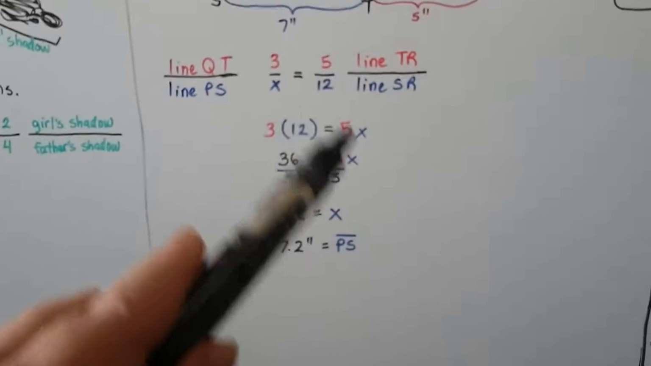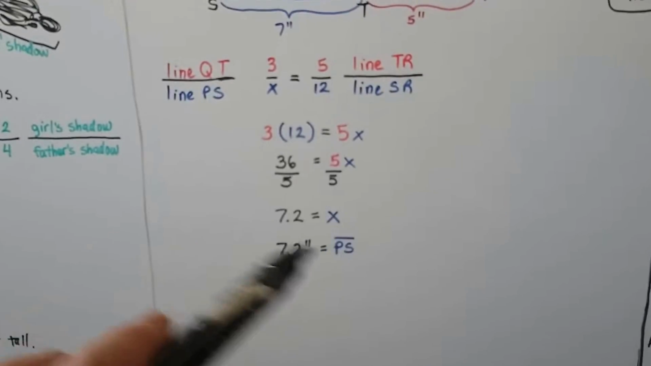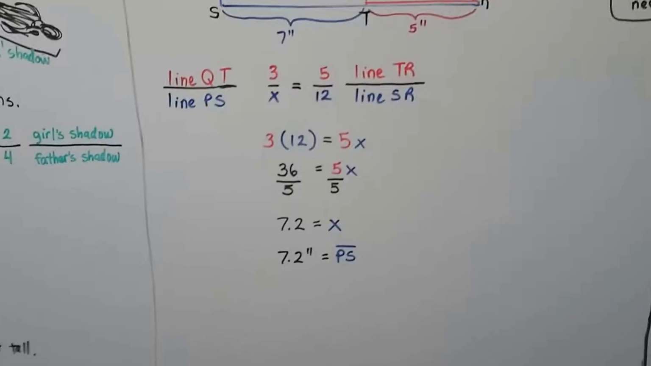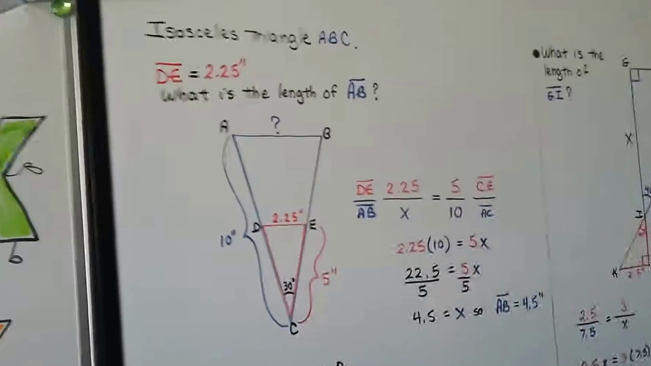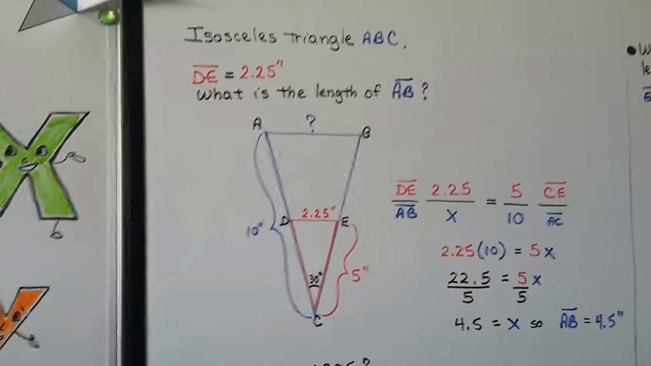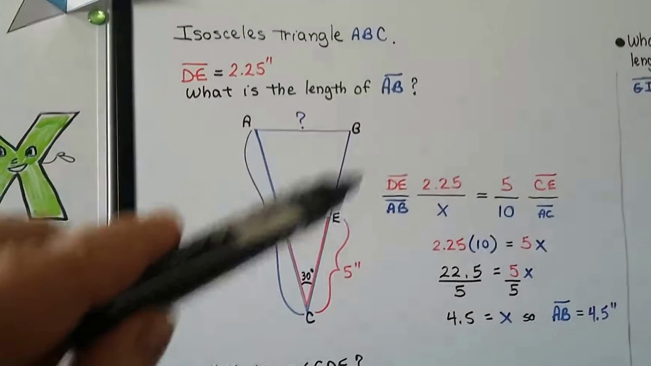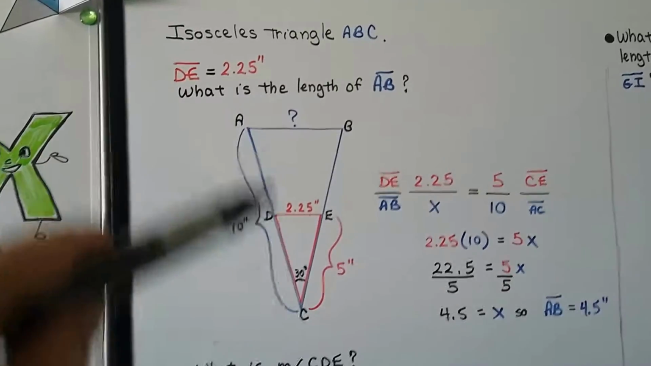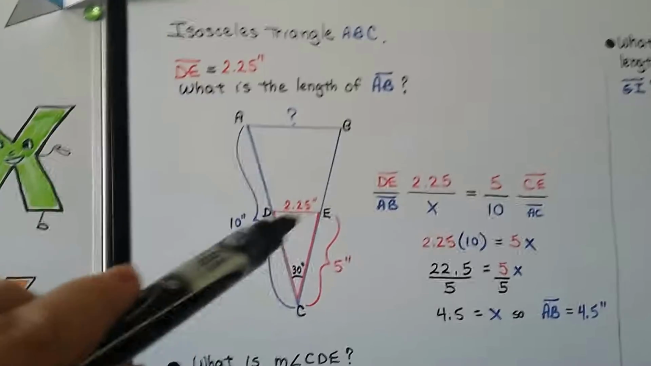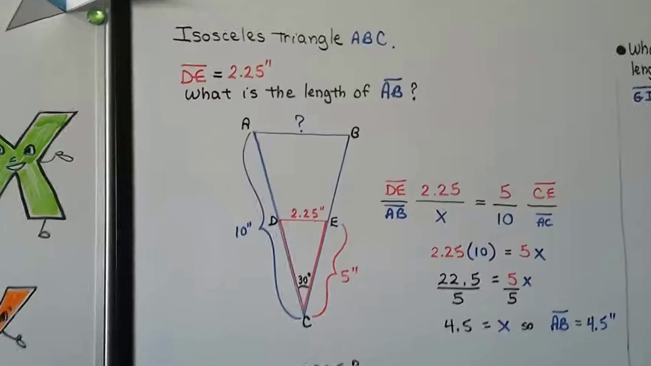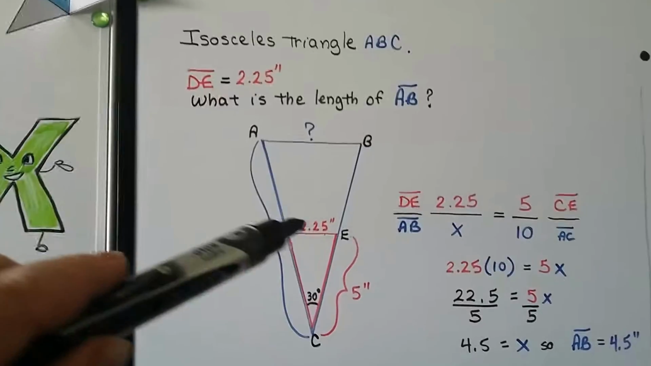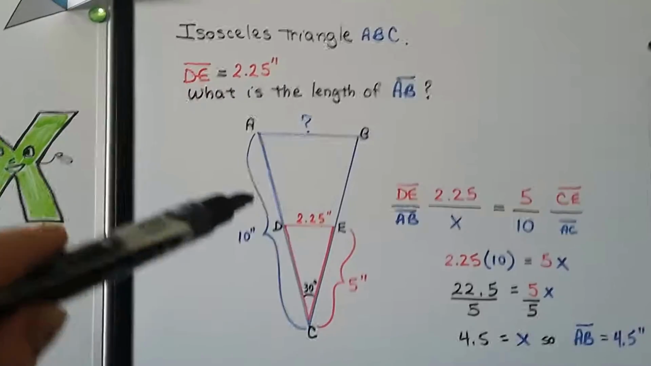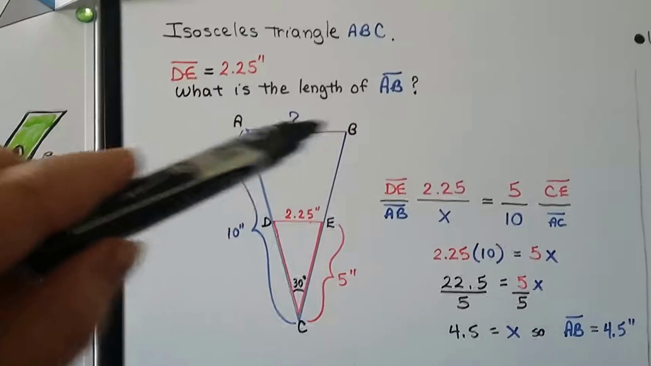So if this confused you about this algebra work we just did, you need to go back to lesson 18, okay? All right. This is telling us right off the bat that it's an isosceles triangle, ABC. So this big blue one is isosceles, and it's got this little red one inside, so that's going to be isosceles also, isn't it? It's also telling us that line DE is 2.25 inches right here, and it wants to know the length of AB.